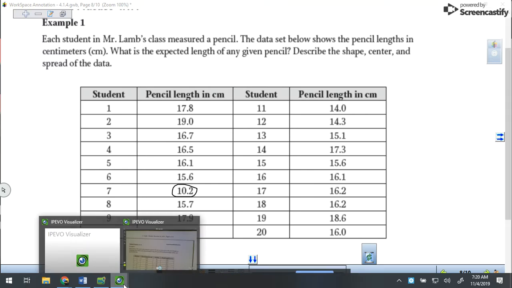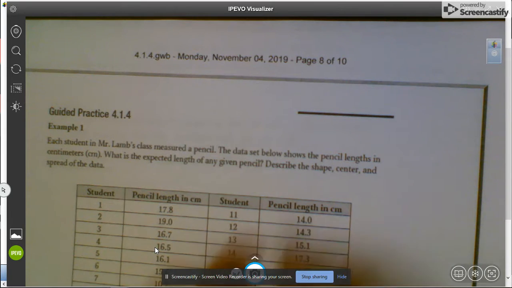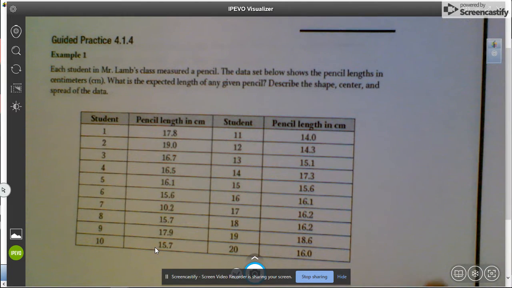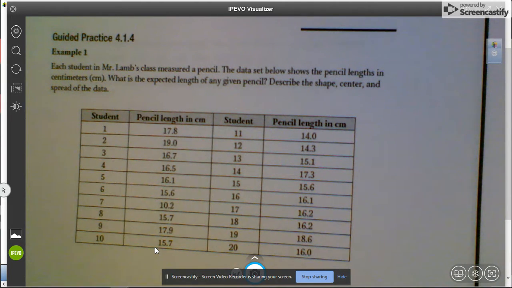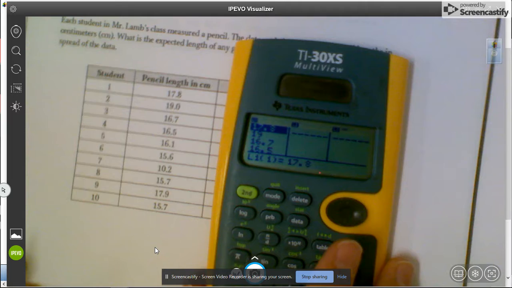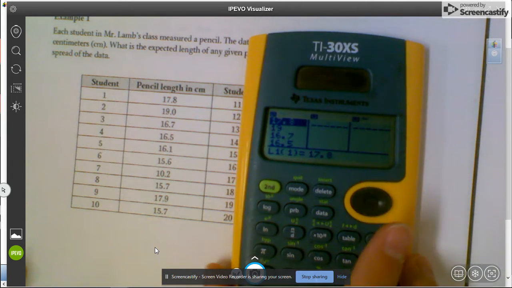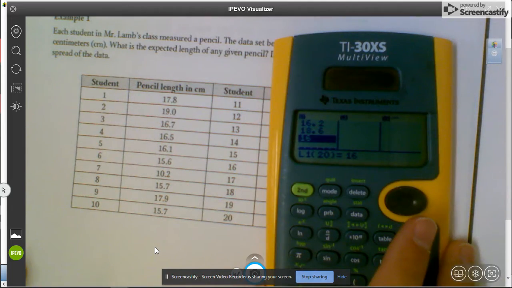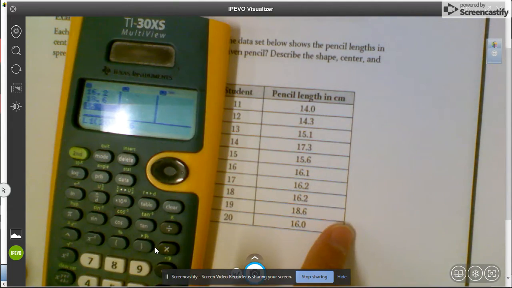For that, I'm going to swap over again to my camera because I want to use the calculator, because it makes your life a lot easier. So, data. I already plugged in all these numbers. Again, make sure you get them all. There's 20 of them. I got all 20. Okay, so there they are.